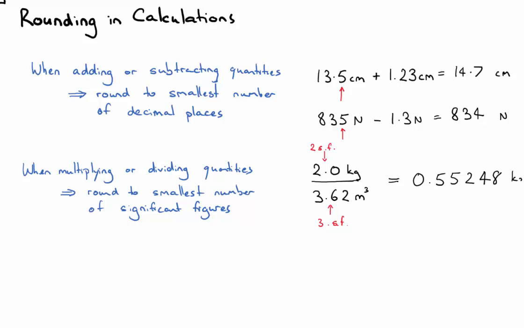and that would be kilograms per cubic metre. But of course, we can't have that many significant figures if we only knew the first one to 2 significant figures. So what we're going to do is cross out those extra 3 there, and our final answer is 0.55.